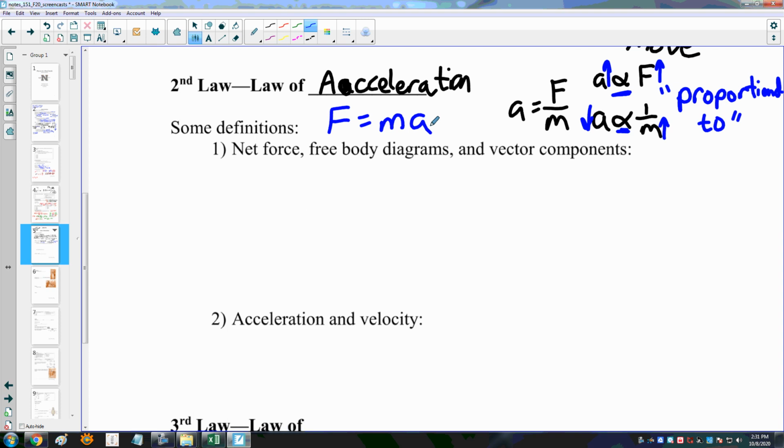Before we move on, I want to go over some definitions which are important. The first is the net force. When we're talking about forces, we need to understand that forces are vectors, and the net force is the vector sum of all forces.